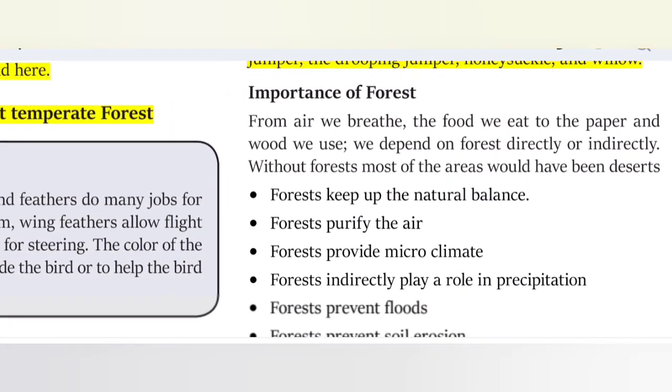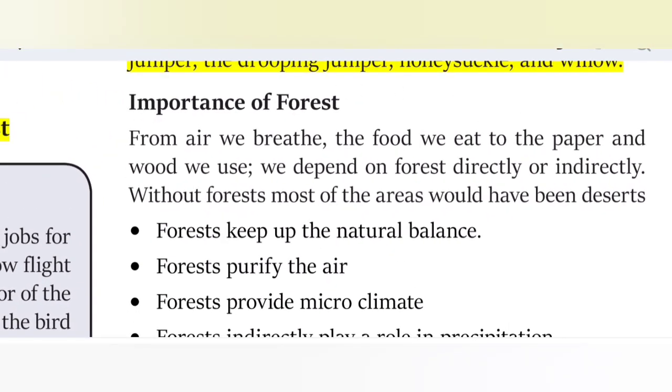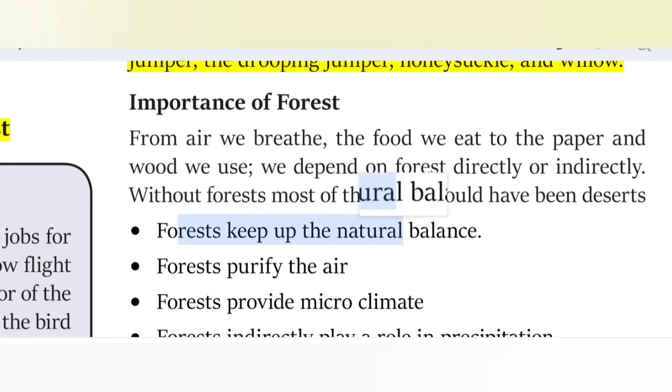Okay. Now, importance of forest. From the air we breathe, the food we eat, to the paper and the wood we use, we depend on forest directly or indirectly. Without forest, most of the areas would have been deserts, right? So, forest keep up the natural balance.